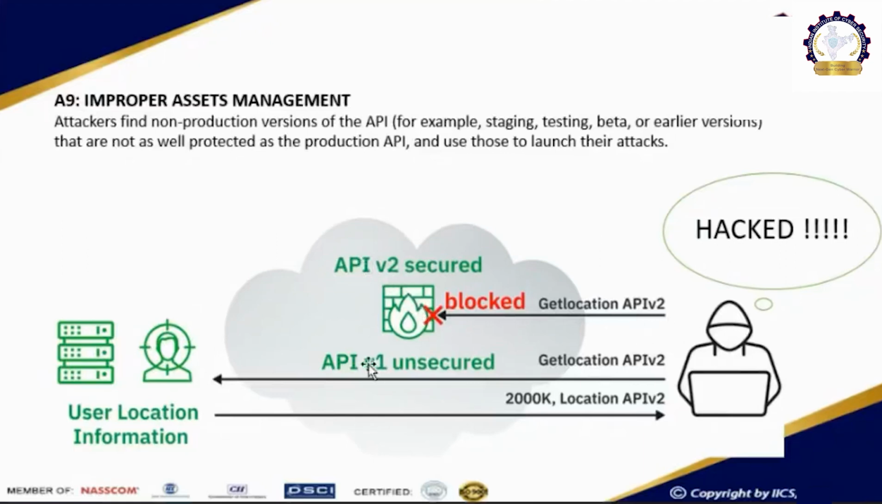So if we have v2, that means there is a version 1 also, which is not secured. After the attack, the company built that firewall in v2. But what happens if v1 is still in use? Developers or the team forgot, or a misconfiguration has happened, so API v1 is still in use. So the hacker will try to bypass that request, that payload, to v1 and get the content.